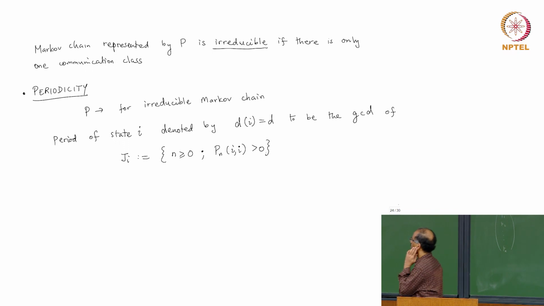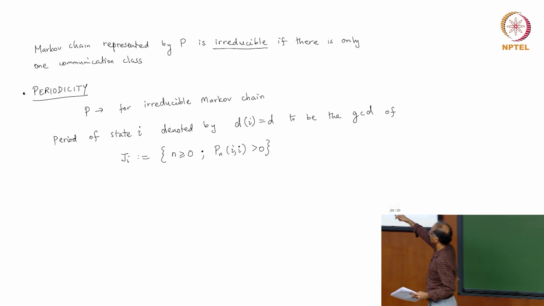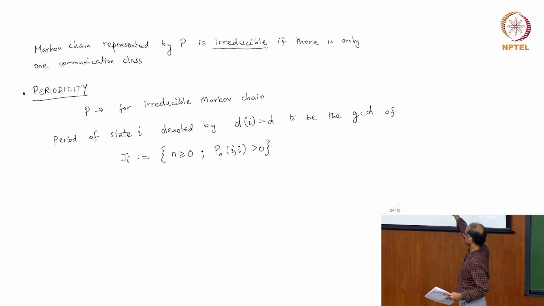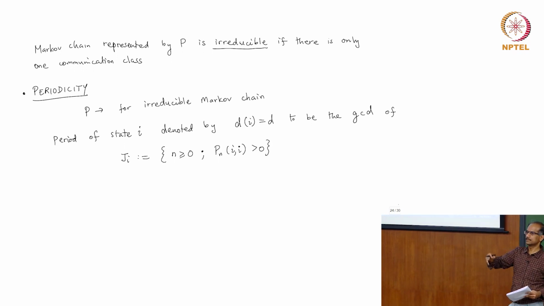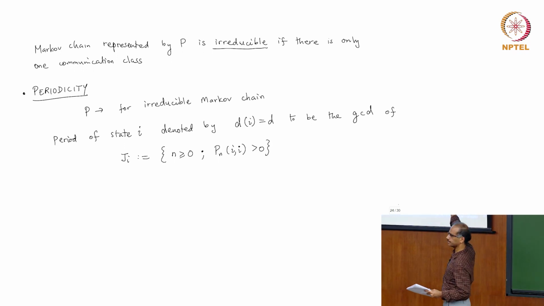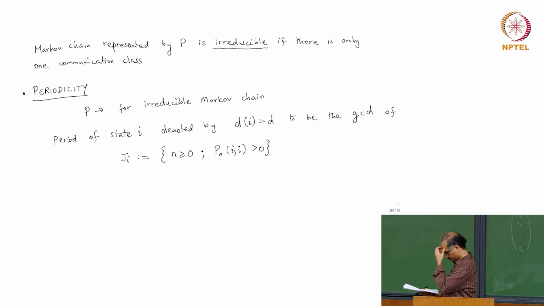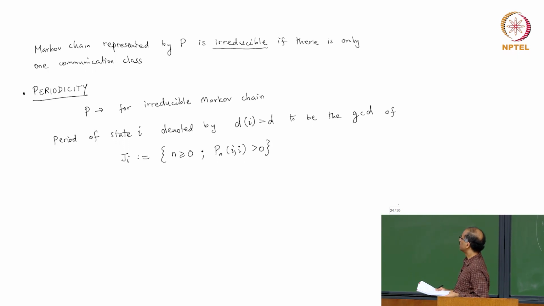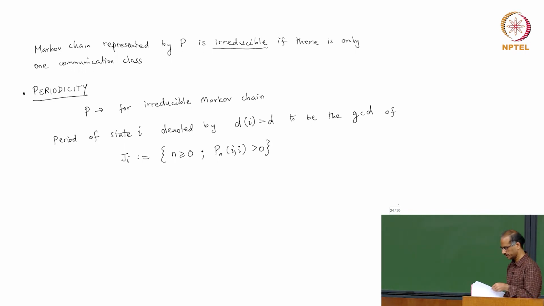So it means that the probability of starting from a state i and coming back to the same state in n steps should be greater than 0. So for a given state, you can list out what are the possible n for which that can happen, and then take the greatest common divisor of those n. I'll give you an example. In the first example that we did, the simpler phone problem, the period is actually 2 in that case.